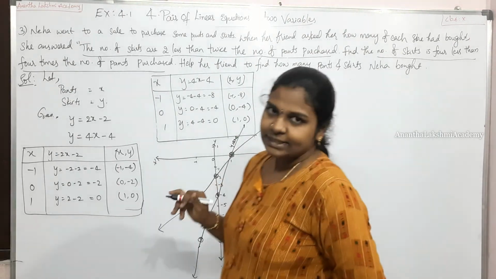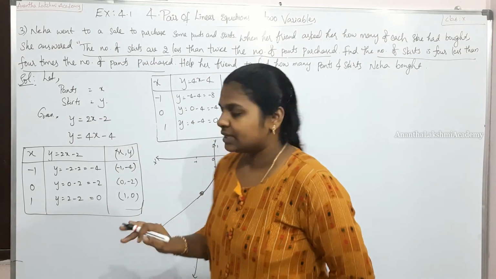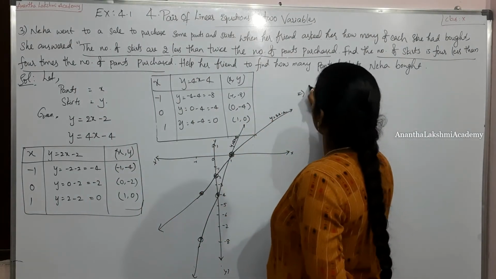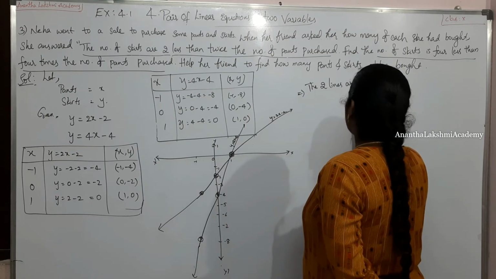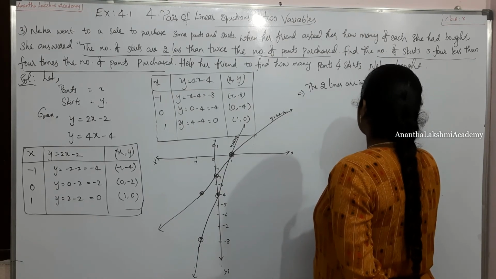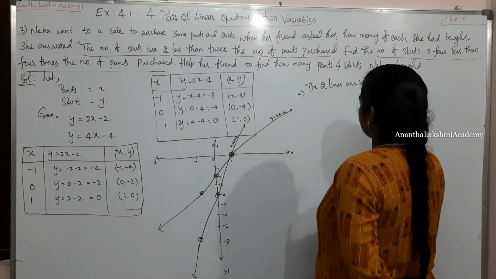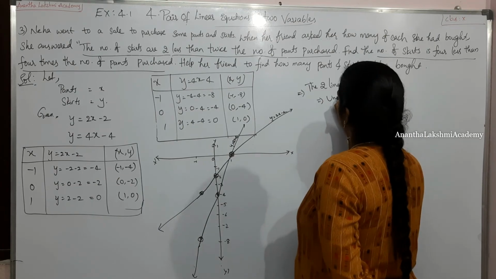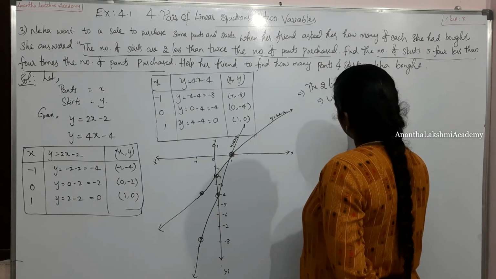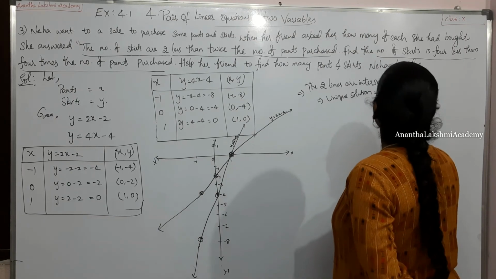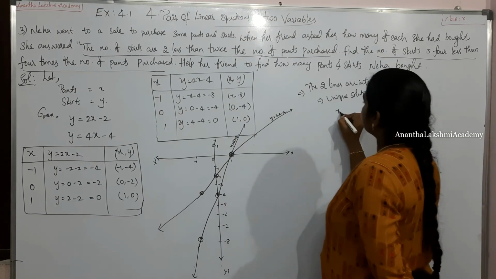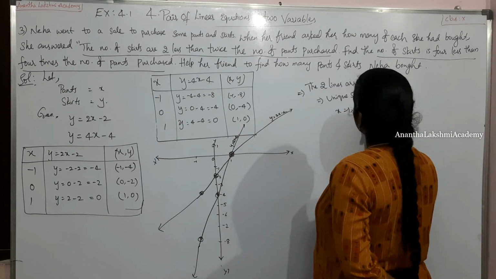So the two lines are intersecting, which implies they have a unique solution. What is that unique solution? It is nothing but 1 comma 0. So x is equal to 1 and y is equal to 0.